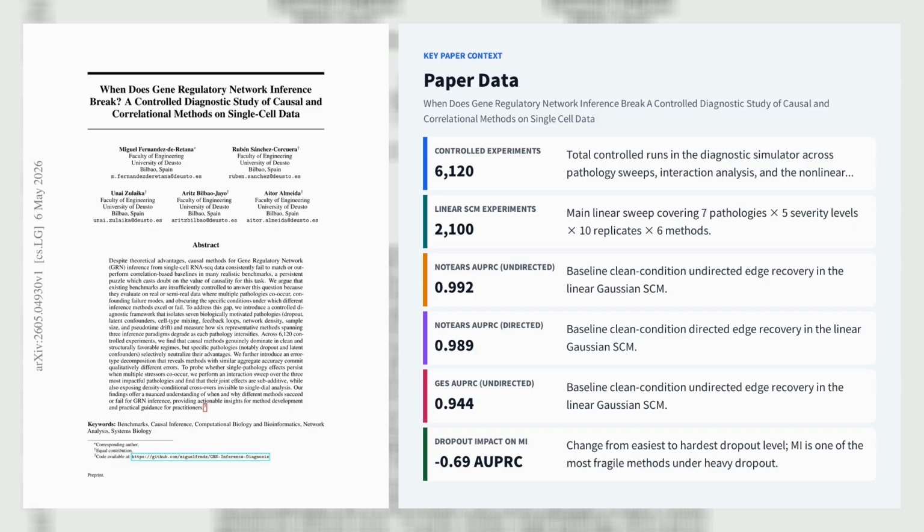The practical takeaway is specific. Use NOTEARS for sparse, well-sampled networks, Pearson under severe dropout, and interventional data when confounding is suspected.